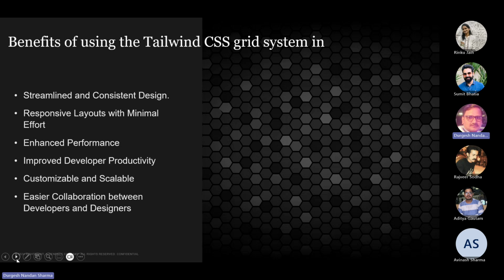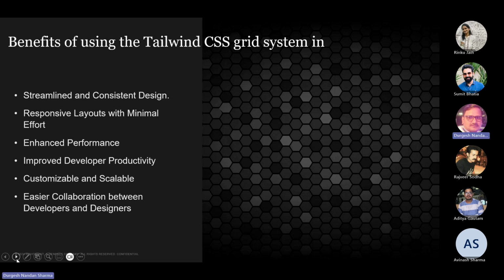Now, what are the benefits of the Tailwind grid? Tailwind grid is based on flexbox and grid, which is a highly customizable way of structuring layout. Another one is that creating a responsive layout in Tailwind is straightforward, because Tailwind's mobile-first approach allows you to define a grid layout that automatically adjusts across devices. Third one is enhanced performance. Tailwind grid CSS is designed for performance. Whenever we publish the CSS, it only includes the styles that we are using, keeping the CSS file lightweight.